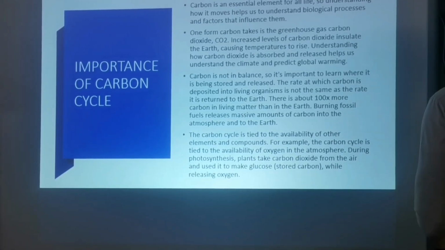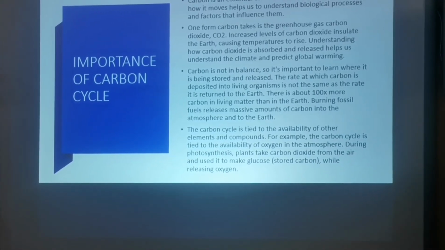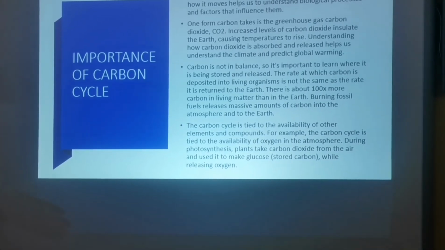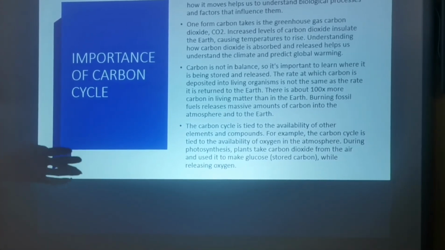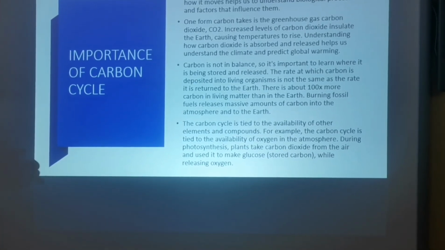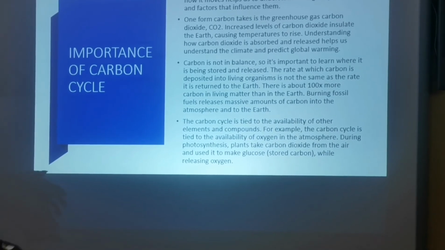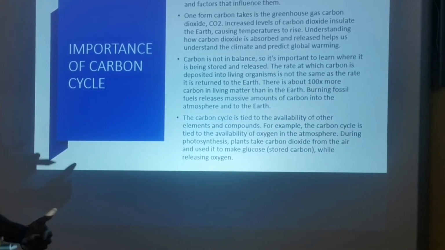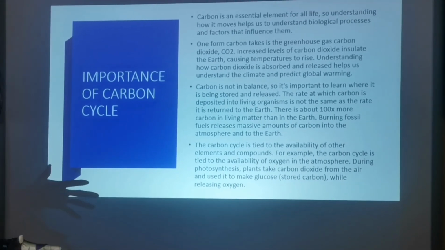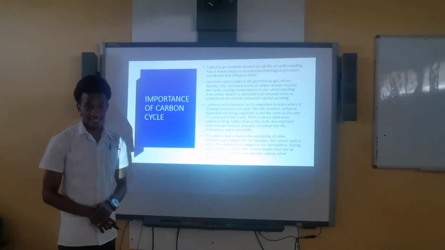And lastly, the carbon cycle is tied to the availability of other elements and components. For example, the carbon cycle is tied to the availability of O2, which is oxygen in the atmosphere. During photosynthesis, plants take carbon dioxide from the air and use it to make glucose, stored in the carbon, while releasing oxygen.